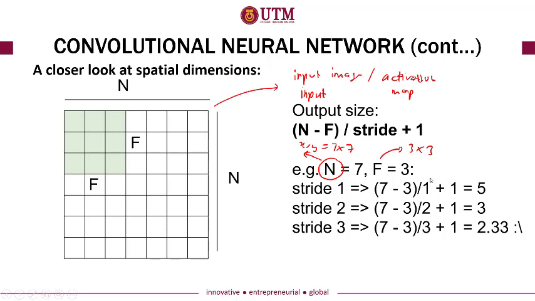So when the stride equals 1, it is okay, because you will get 5 there, meaning a 5 times 5 output or 5 times 5 activation map. If you apply stride equal to 2, then you get a 3 times 3 output or 3 times 3 activation map. But if you apply stride equal to 3, then you get a floating number. Once you get a floating number, it means that it's not fit for that operation. So that is the formula that you can apply for that.